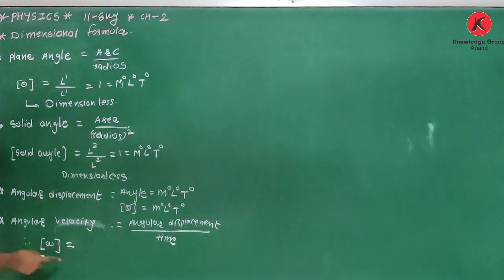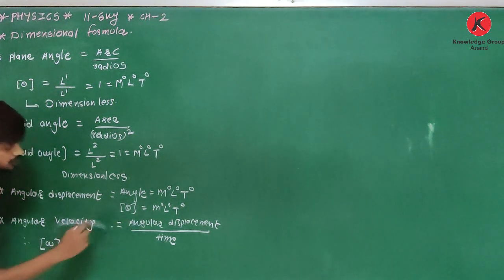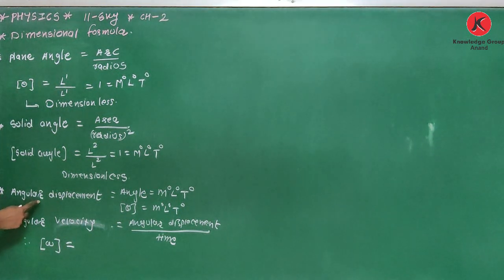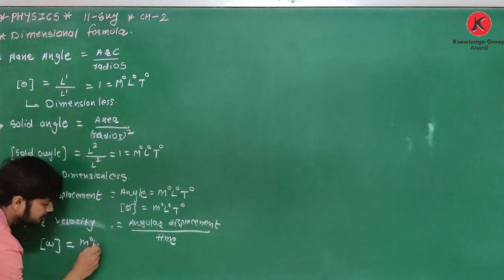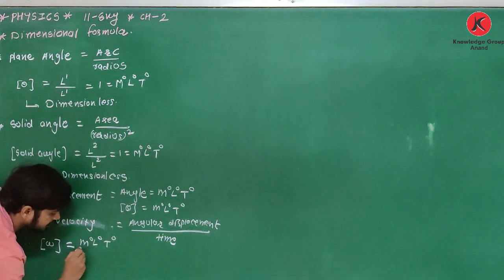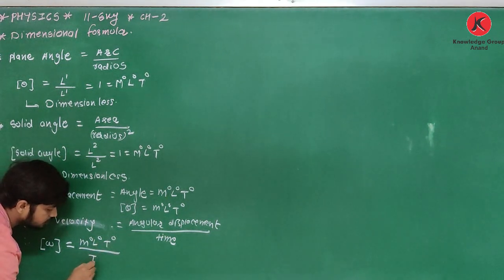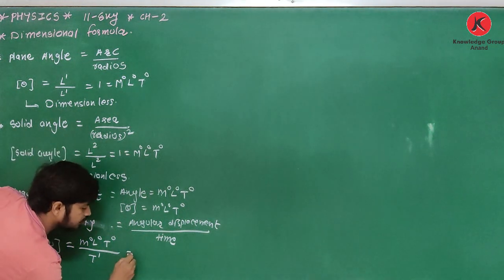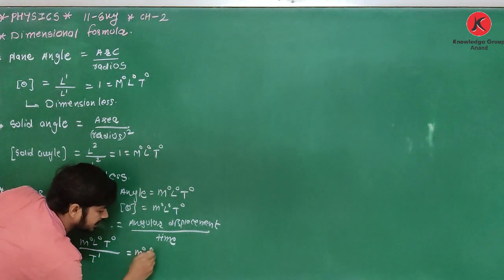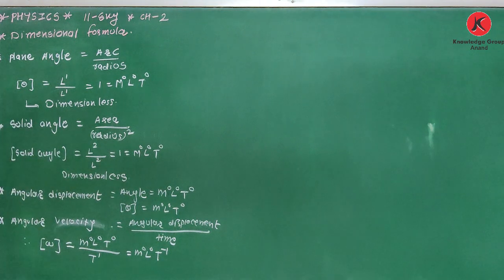Its dimensional formula is equal to the dimensional formula of angular displacement, which is M0, L0, T0, divided by time, whose dimensional formula is T1. If I take this T1 in the numerator, it becomes M0, L0, T minus 1. Clear about this? So it is the dimensional formula of angular velocity.